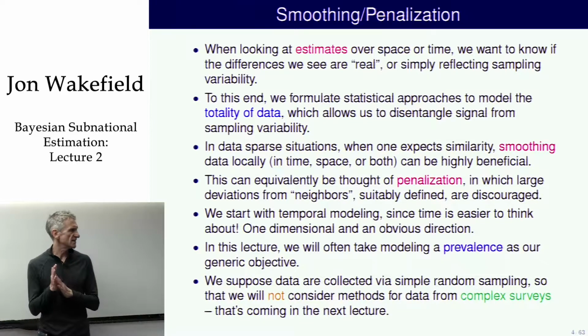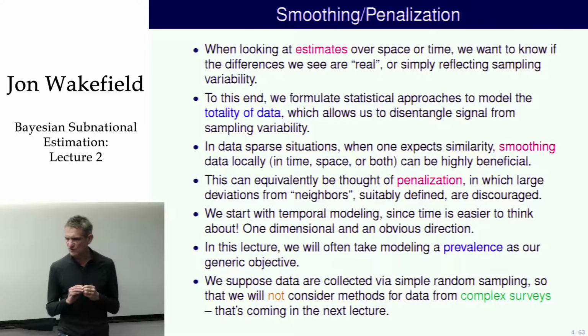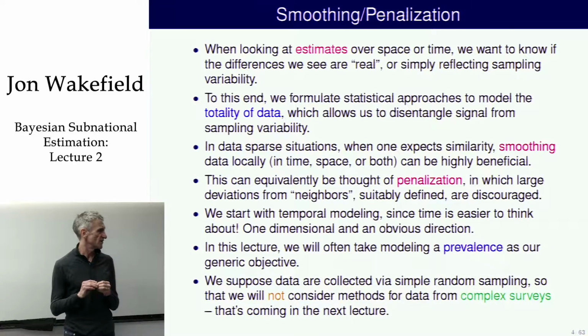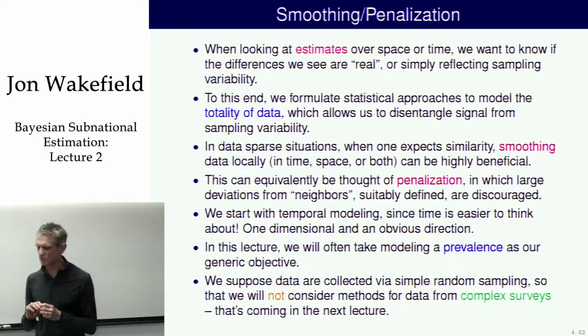Now, as a generic indicator, I'm going to just think about the prevalence of some condition, for example, death within the first month of life. And then in this lecture, I'm going to think about just simple random sampling. So we're not going to worry about any particular complex designs. We know that the data that we get in the scenario we're most interested in, i.e. low and middle income countries, come from complex surveys, in particular stratified cluster designs. But we're going to think about that in the next lecture. Today we're just going to think about simple random sampling within areas or time points.